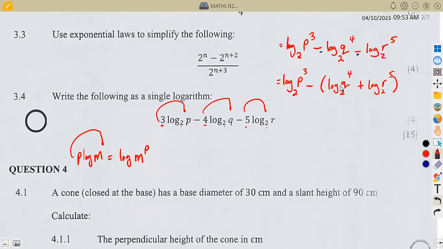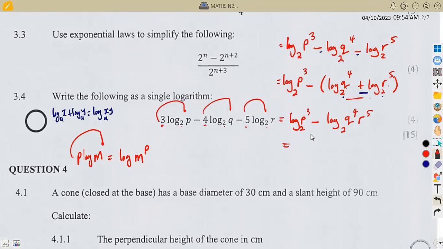All right, we know that if the bases are the same and we are adding the logarithms, the logarithm of x in base a plus the logarithm of y in base a is going to give us the logarithm of xy in base a. We are going to multiply the numbers under the same base. So this is what is happening between these two. We are adding and the bases are the same, so we are going to multiply the terms that are under these logarithms. So this is going to be minus the logarithm of, we multiply q and r. So that's q to the exponent of 4, r to the exponent of 5 in base 2. So this is a single log of these two.